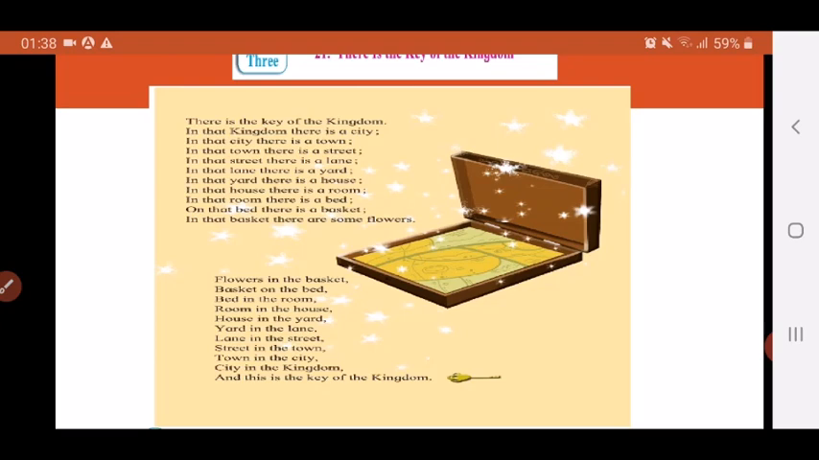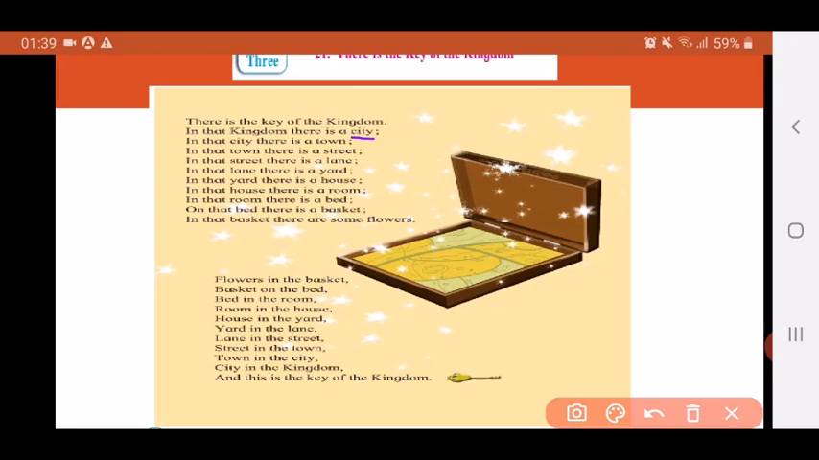So children, if you see, all these lines that we have read are in a sequence. They are all connected with each other because the words are going from big to small. First, there is a key of the kingdom. Kingdom means the entire large kingdom, like the world. In that kingdom, there is a city. City is the small part of a kingdom.